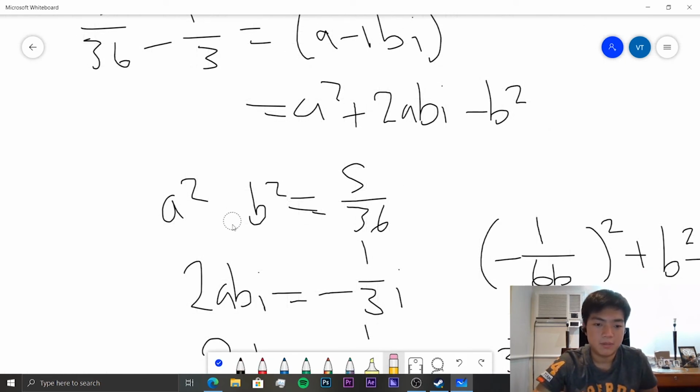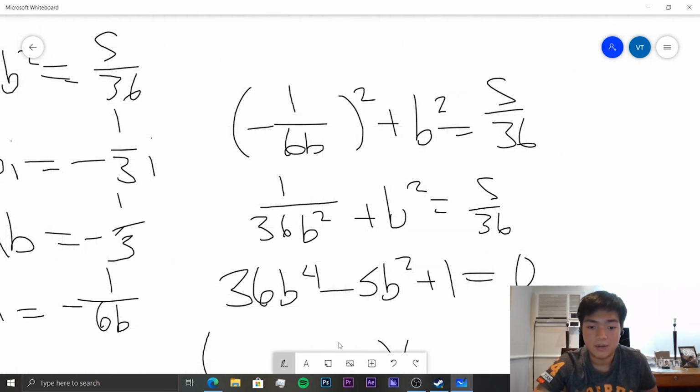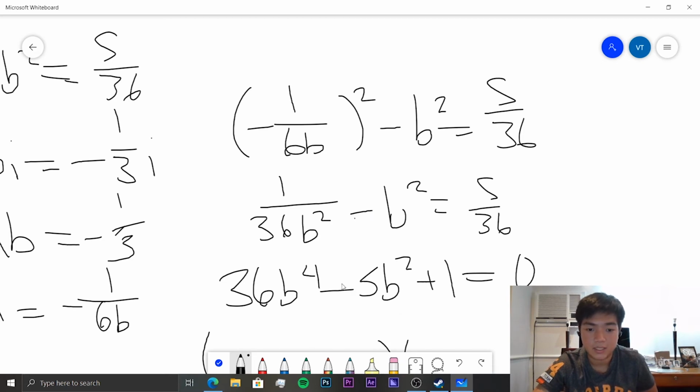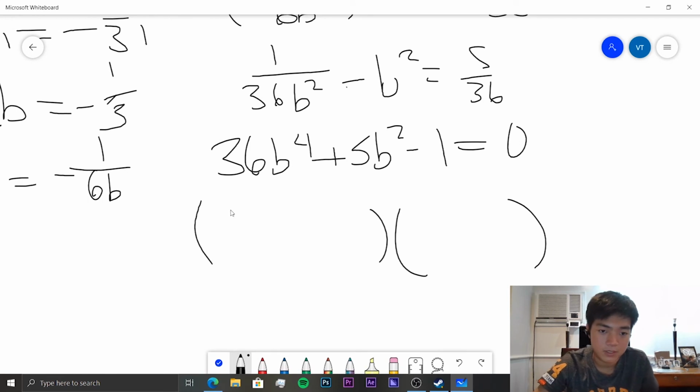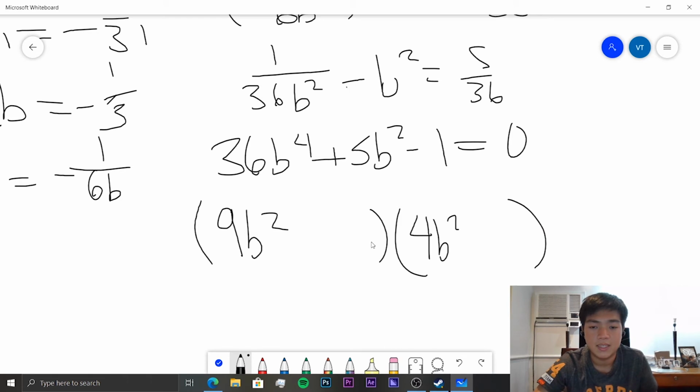So that was a problem. This should have been minus b squared. And so over here, this should be minus b squared. And this should be minus b squared. And so we actually have 36b to the 4 plus 5b squared minus 1 is equal to 0. And this is now factorable since this is equal to 9b squared and 4b squared. Which one is negative 1? This should be negative 1 plus 1 equals 0.